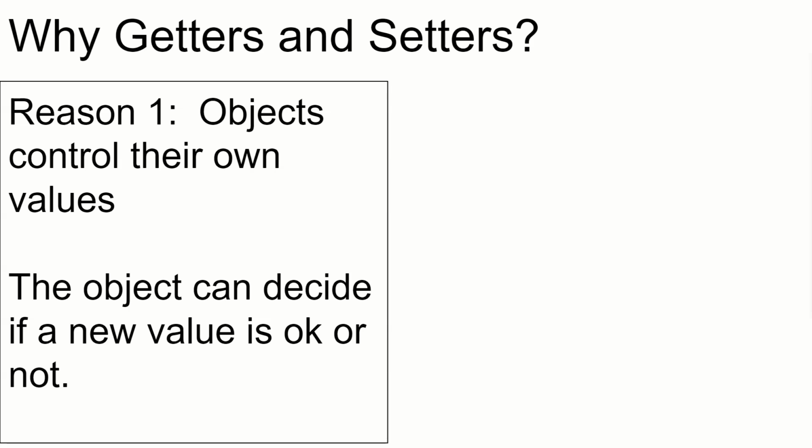It lets objects control their own attributes. They control their own values, and that means the object gets to decide for itself if a new value is okay or not. This makes it a lot less likely that bugs will happen, because you don't have to keep all of the constraints that an object has in your mind while you're using it. You can use the object using its methods and feel safe that you're not going to accidentally do something that's not allowed because the object is protecting you so that you can't do something that's not allowed.